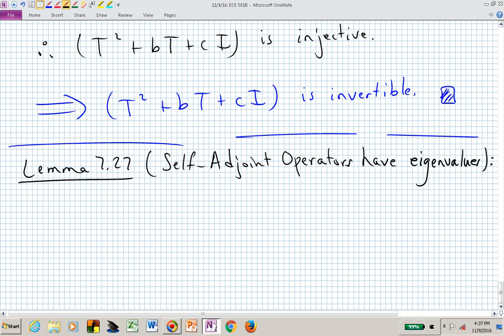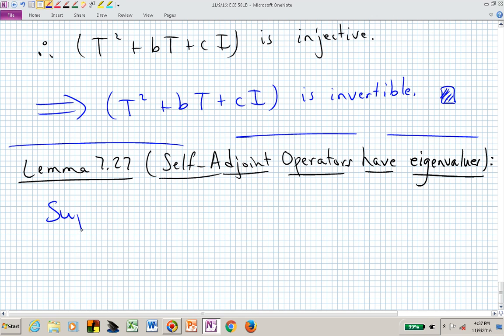Which is more than what we could have concluded with just a real operator in the past. If we just had a real operator, we weren't assured that it had an eigenvalue. Now, if we say we're specializing that operator to be self-adjoint, then we know it has at least one real eigenvalue.